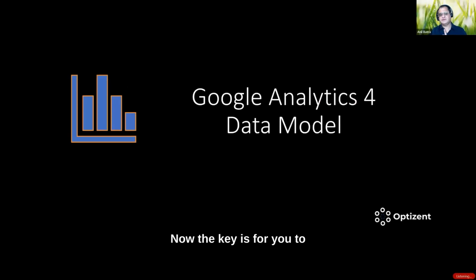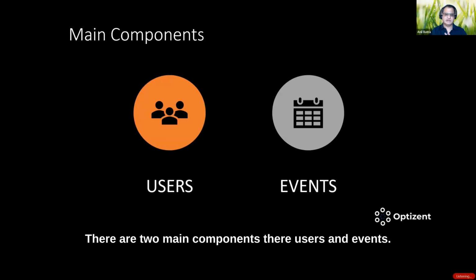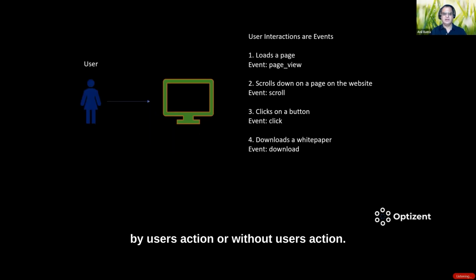Now, the key is for you to understand Google Analytics 4's data model. There are two main components there, users and events. A user is somebody who does these things, and events are the things that happen by the user's action or without the user's action. So a user is a person who comes to your site, loads a page, and an event happens.